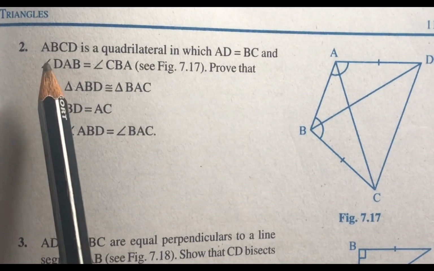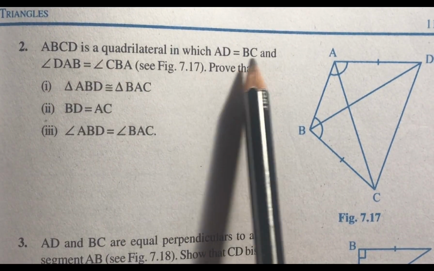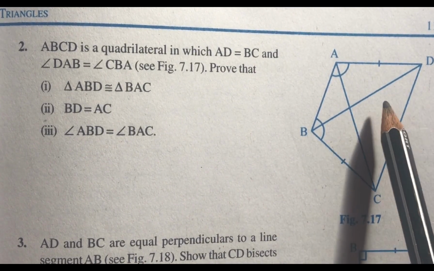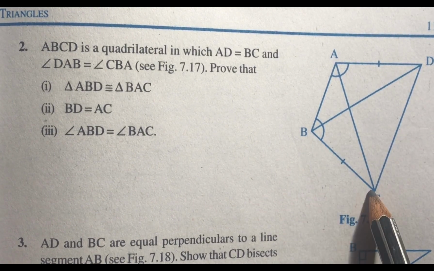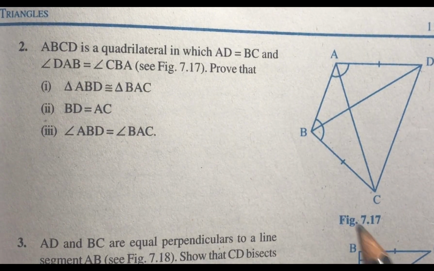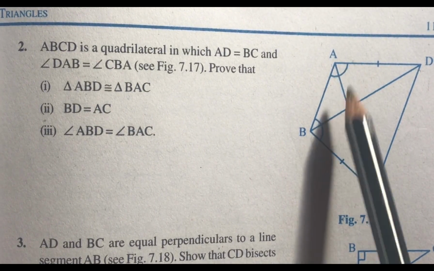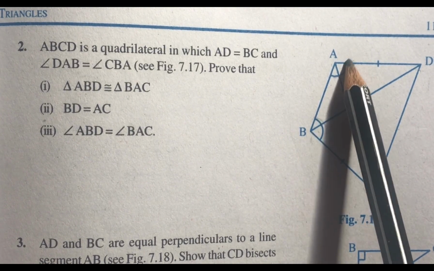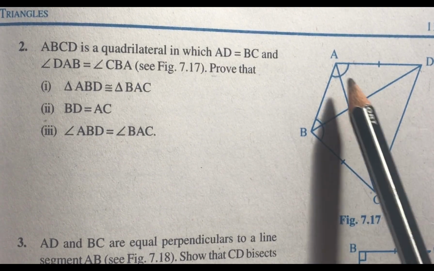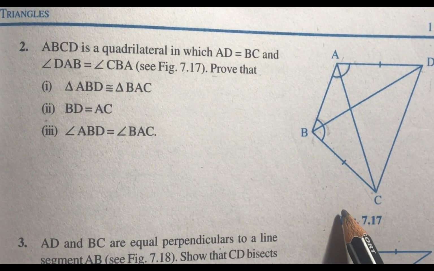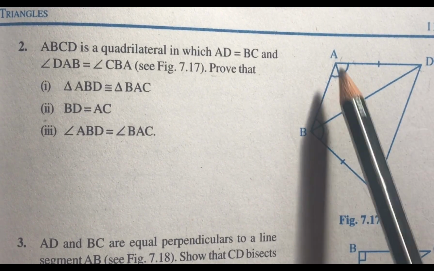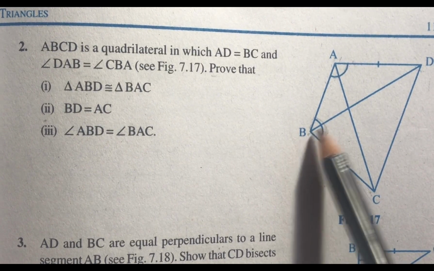Question number 2. ABCD is a quadrilateral in which AD is equal to BC and angle DAB is equal to angle CBA, that is these two angles are equal. Then prove that triangle ABD and triangle BAC are congruent.